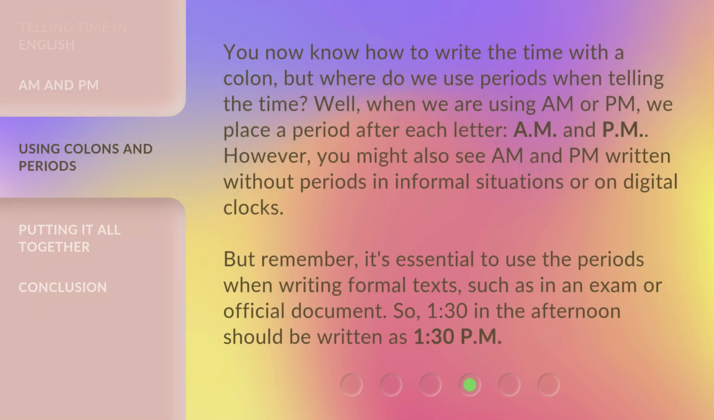You now know how to write the time with a colon, but where do we use periods when telling the time? Well, when we are using AM or PM, we place a period after each letter, AM and PM. However, you might also see AM and PM written without periods in informal situations or on digital clocks. But remember, it's essential to use the periods when writing formal texts, such as in an exam or official document. So, 1:30 in the afternoon should be written as 1:30 p.m.